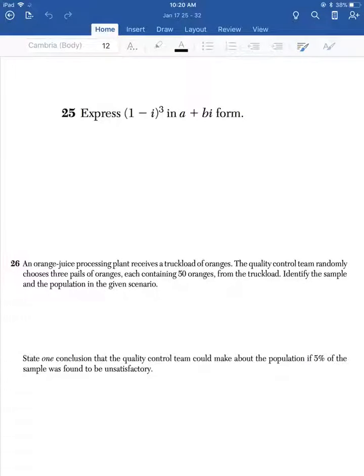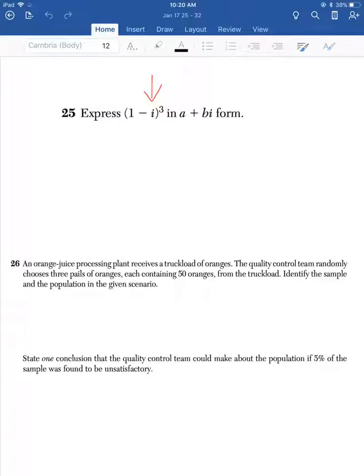Okay, so we're going to go over the answers for the January 2017 Regents, questions 25 until 32. For number 25, what you have to do here is express this in simplest a plus bi form. So a plus bi form, that's a complex number. So it has a real number and an imaginary number, where i is the imaginary number.